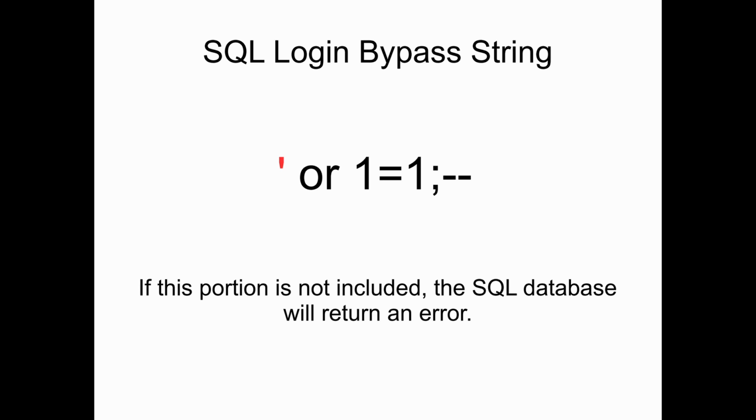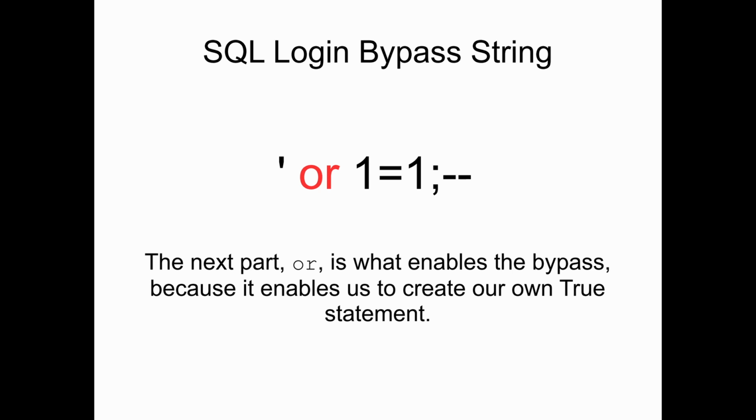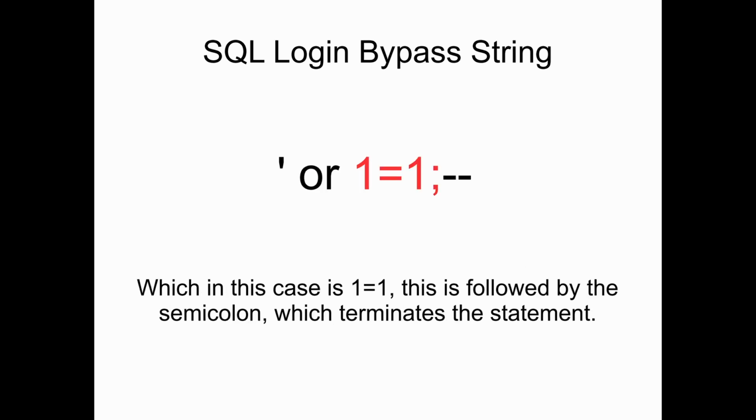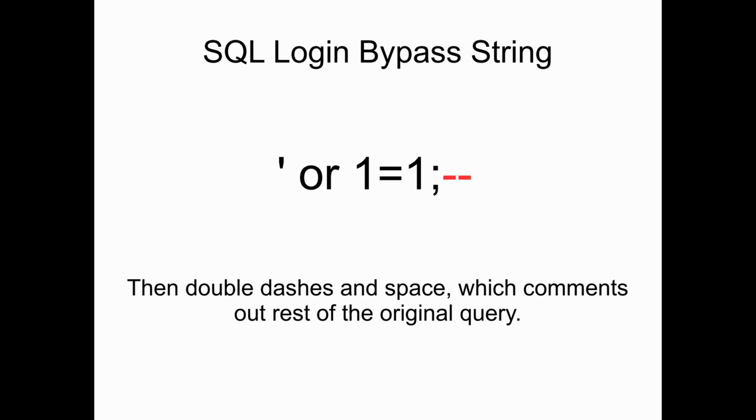If this portion is not included, the SQL database will return an error. The next part, OR, is what enables the bypass, because it allows us to create our own true statement. Even if there is no matching username, because the OR conditional is used, the overall query can return true if we supply the correct statement, which in this case is 1 equals 1. This is followed by the semicolon, which terminates the statement. Then double dashes and a space, which comments out the rest of the original query.